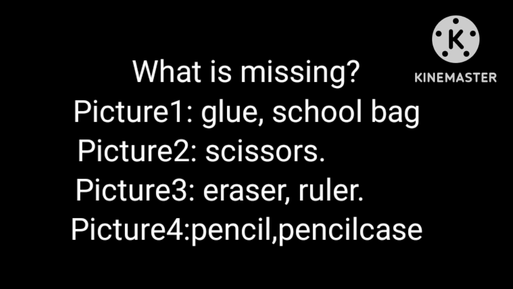So the answers of the exercise, what is missing? We have picture 1, glue and school bag are the missing objects. In picture number 2, we have scissors. Picture number 3, eraser and ruler. Picture number 4, pencil and pencil case are the objects missing.